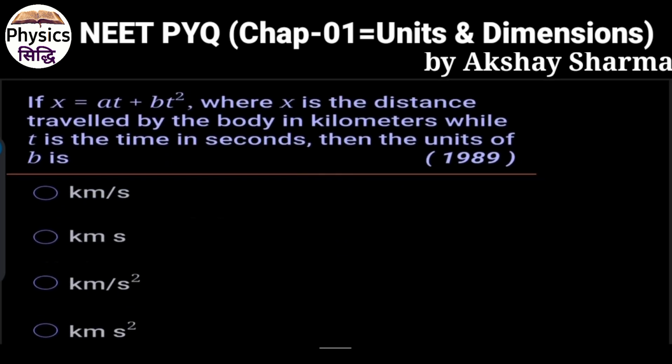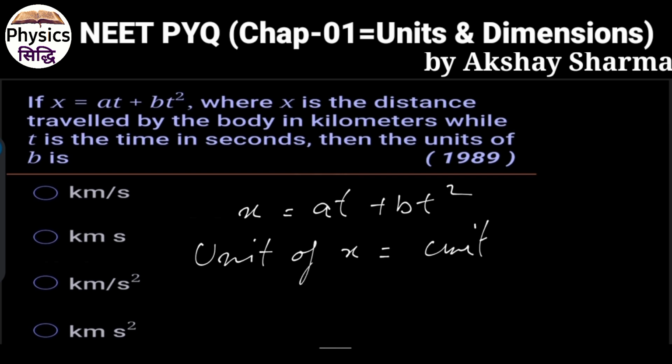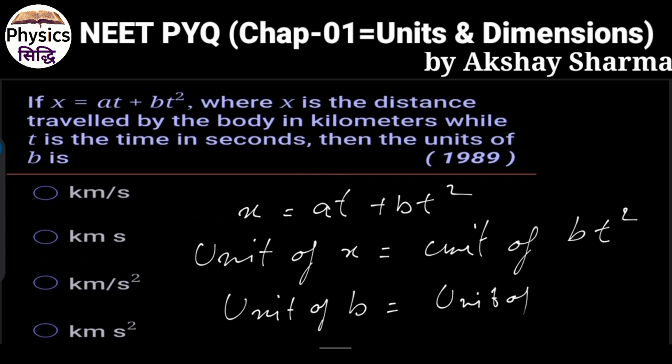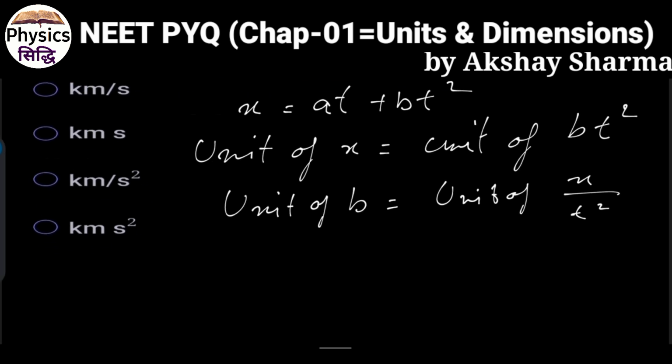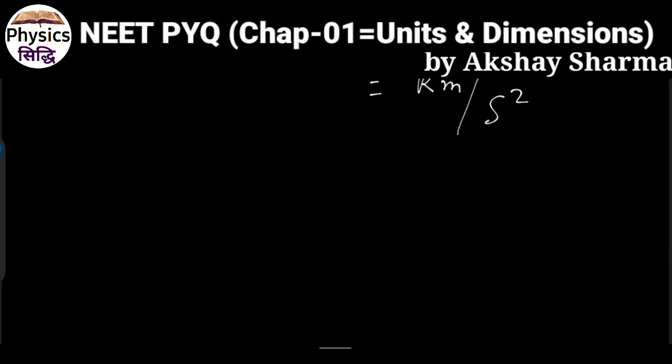If x equal to 80 plus bt square, where x is distance in kilometer while t is time in second, unit of b is? x is 80 plus bt square. So unit of x will be equal to unit of bt square, and we have to find the unit of b. So unit of b will be equal to unit of x upon t square. Let's see, x is in kilometer and t is time in second square, kilometer per second square. This is correct. Now move to the next part.